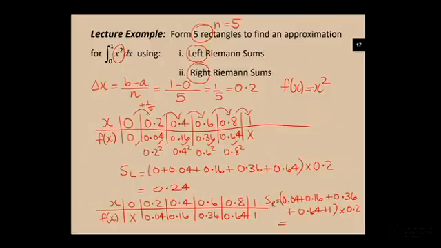0.44? Anyone else confirming? Yep. 0.44. So you can see the left sum and the right sum are not the same, so don't think they're meant to be. They're just, remember, approximations. One was using the left-hand side of the rectangles, one was using the right-hand side of the rectangles.